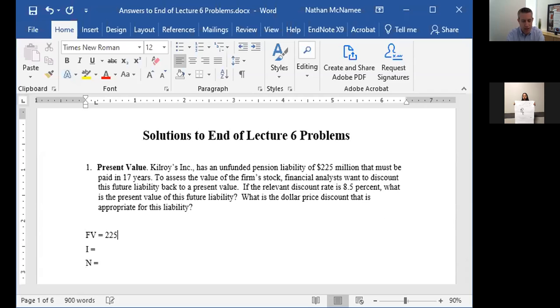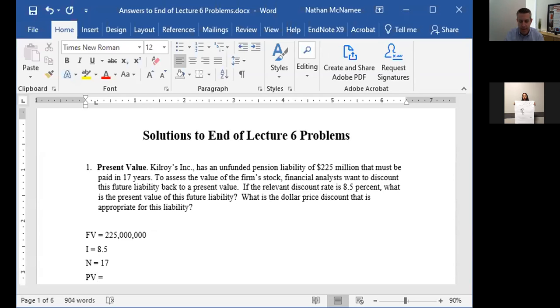$225 million. Yeah, so 225, 1, 2, 3, 1, 2, 3. So that is our future value. And what is our interest rate? 8.5%. 8.5. When we're using our calculator, we're going to put it in whole numbers. And then N, what is N? 17. Good, good. Okay, so using this, we're trying to figure out what is the present value. This is the answer we're trying to get. Okay, so let's use our calculators.